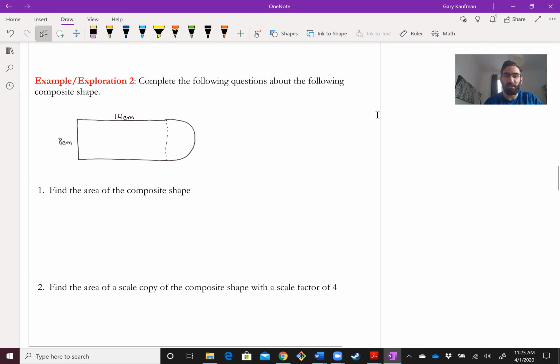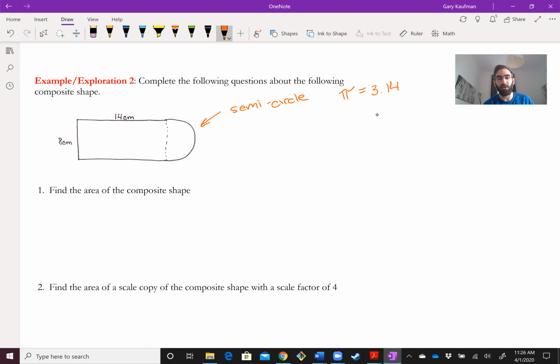Here is your next example. I want you to find the area of the composite shape. Notice that it is made up of a rectangle, and this right here is a semicircle, so it's half a circle. Again, for pi, use 3.14. And then once you find the area, find the area of the scale copy with a scale factor of 4. Go ahead.